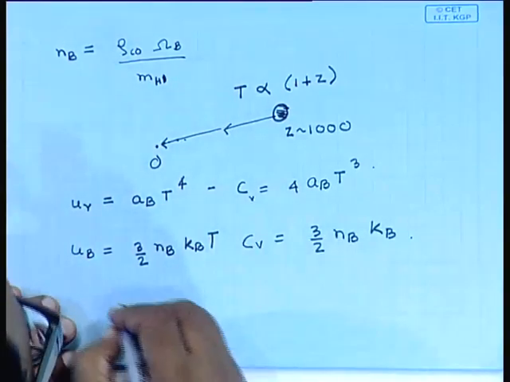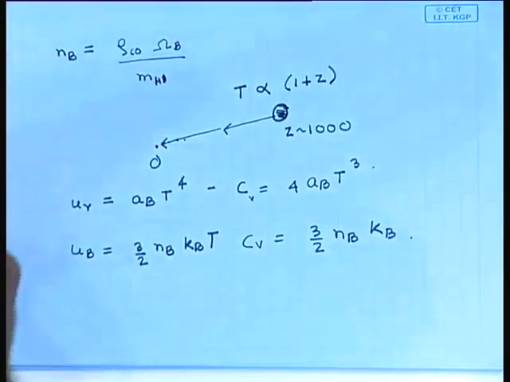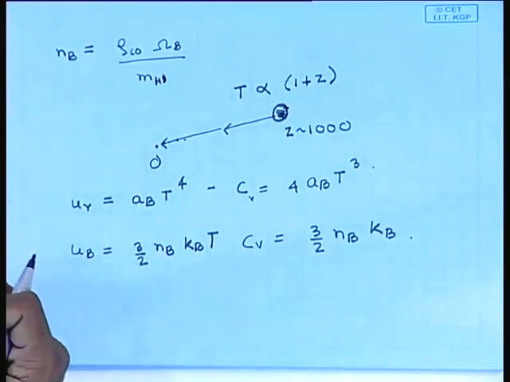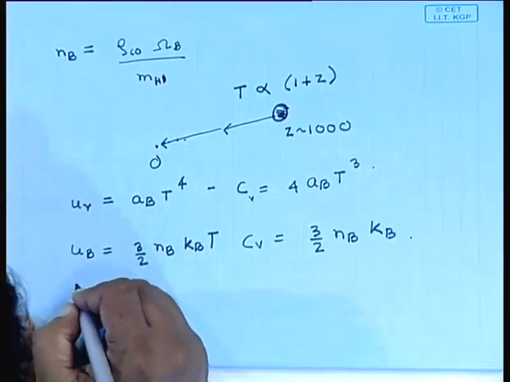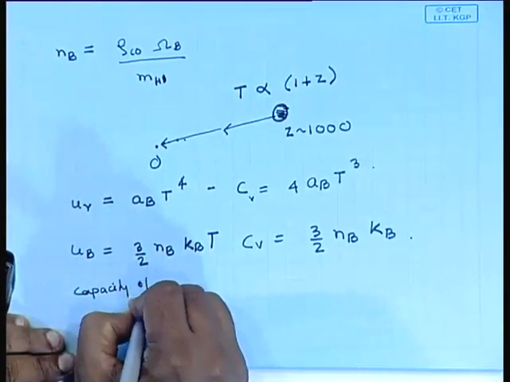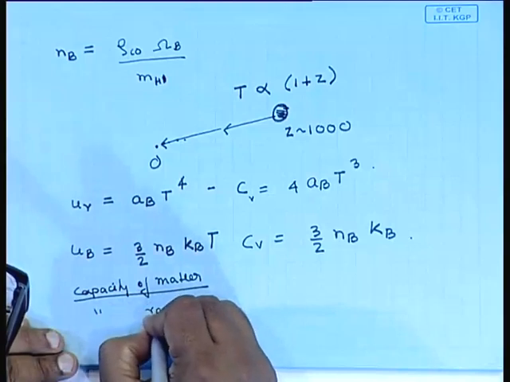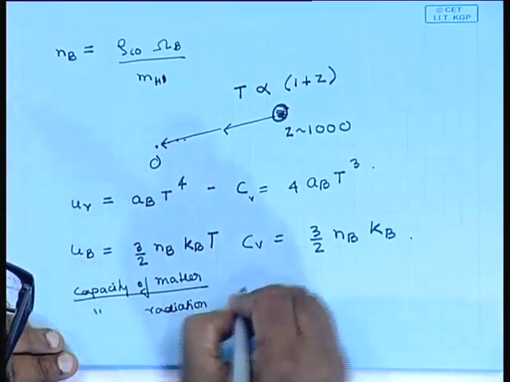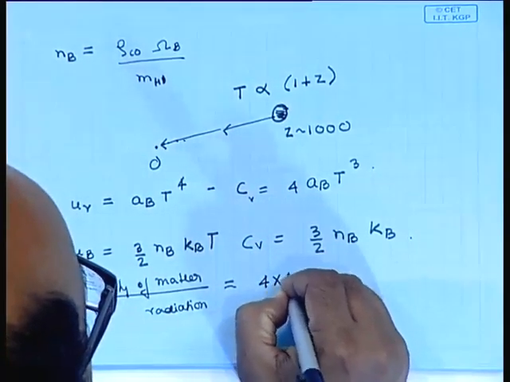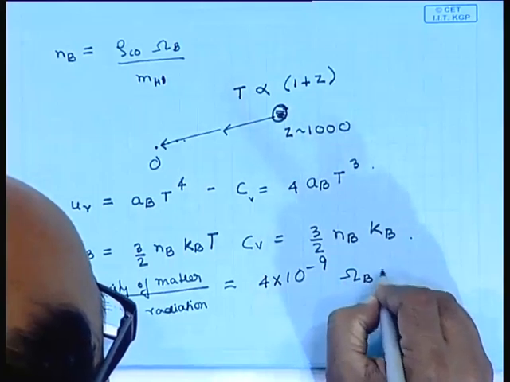So this ratio turns out to be, the ratio of the heat capacity of the gas, of the matter, of the baryons, by the heat capacity of radiation, it turns out to be approximately equal to 4 into 10 to the power minus 9 omega baryon h square.